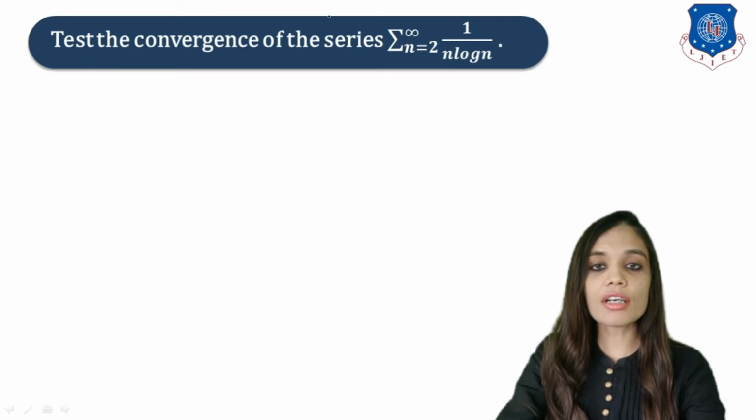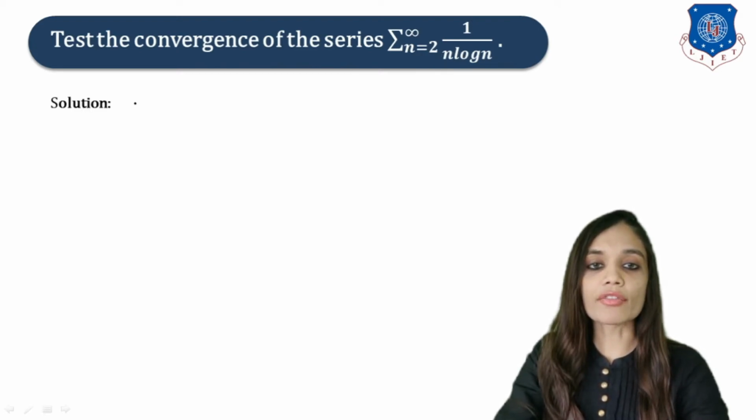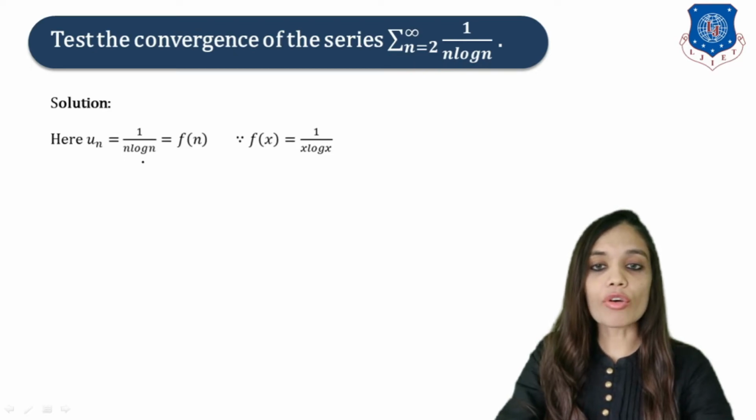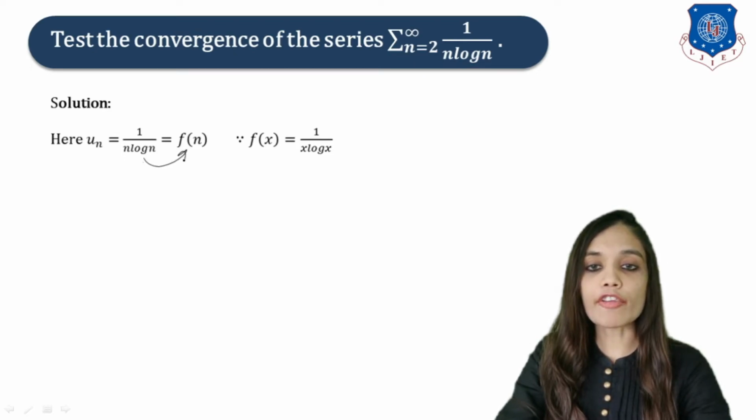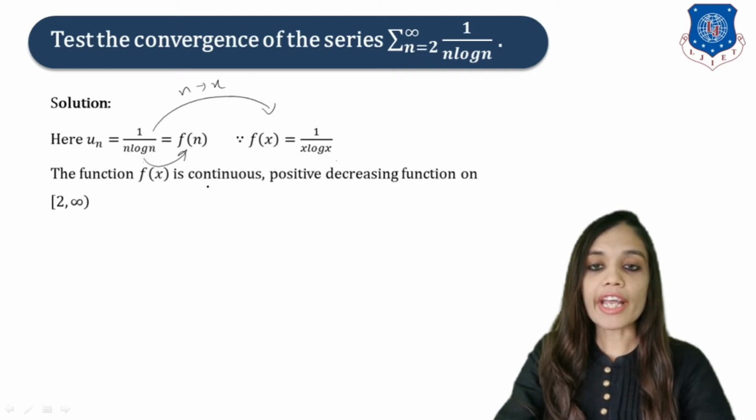We have to test the convergence of the series summation n is equal to 2 to infinity 1 upon n log n. So again write your un, which is 1 upon n log n, and then can be written as f of n. Therefore our f of x is equal to 1 upon x log x. We have replaced n by what? X, right? Therefore our f of x is a continuous positive decreasing function on closed 2 to open infinity.